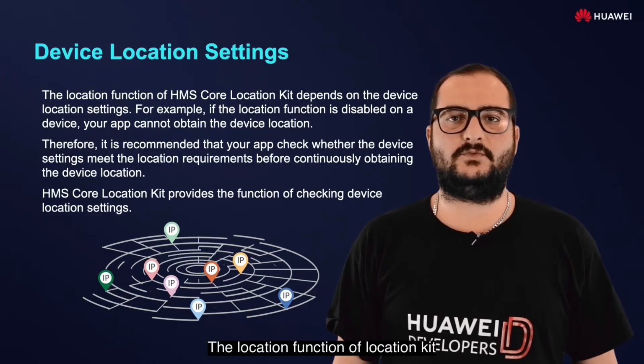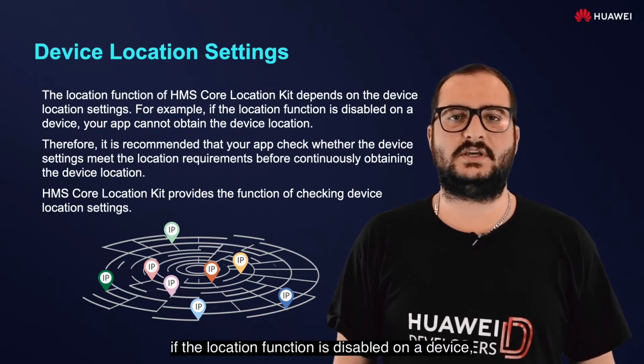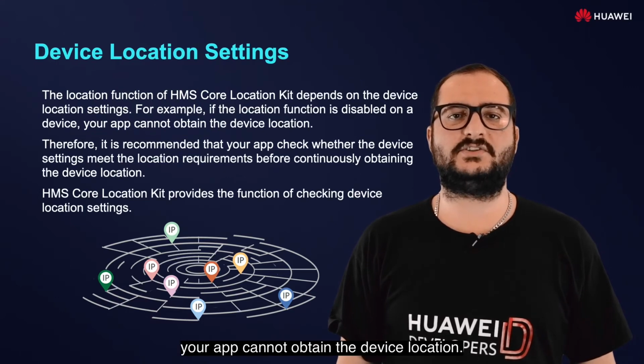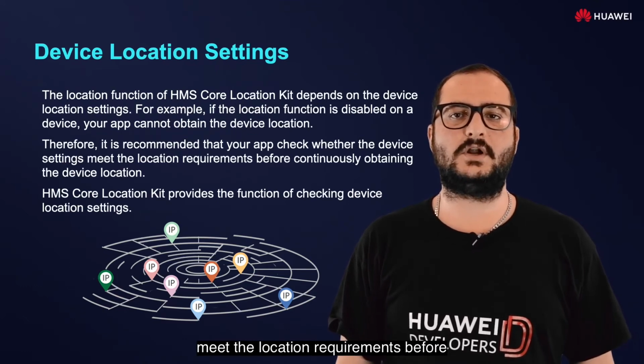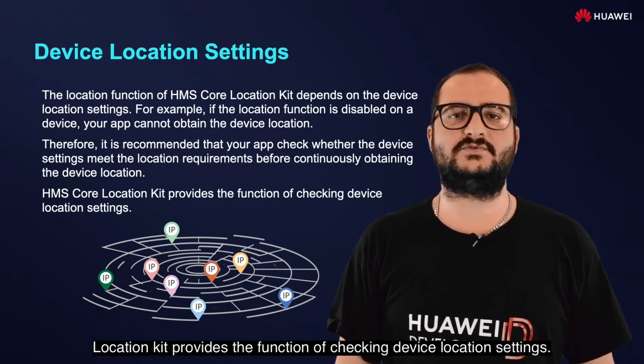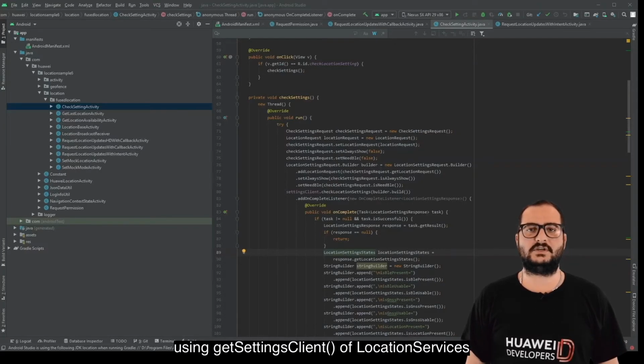The location function of Location Kit depends on the device location settings. For example, if the location function is disabled on a device, your app cannot obtain the device location. Therefore, it is recommended that your app check whether the device settings meet the location requirements before continuously obtaining the device location. Location Kit provides the function of checking device location settings. You can obtain the settings client instance using getSettingsClient of location service and call the checkLocationSettings method to obtain the device location settings.